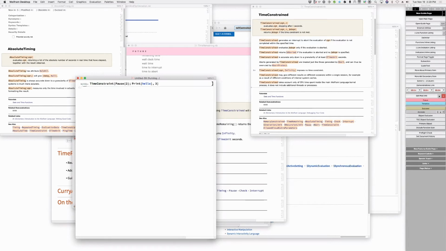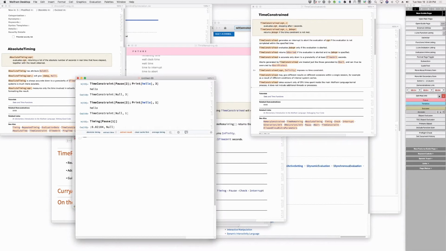So what are you trying to tell me here? Okay, this will print. If you change the time constraint to 1, it will not. However, if you wrapped timing around that pause, you would get something like 0.0 something. So the pause is not taking CPU time as measured by timing. Okay.